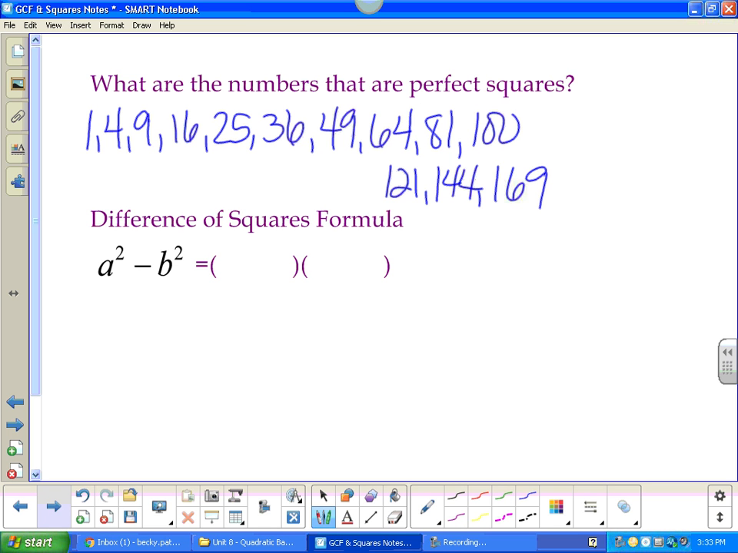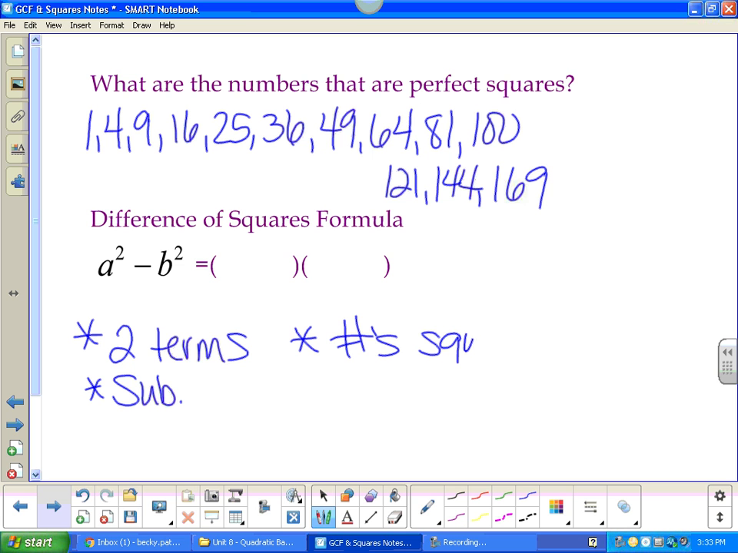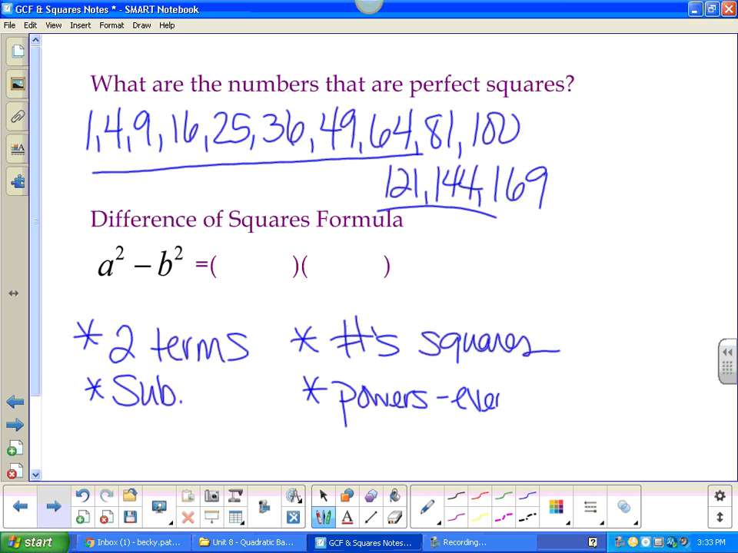So to do squares, you have to have 2 terms. Absolutely have to have 2 terms. It has to be subtraction in between the 2 terms. All of your numbers must be squares. That means they all must come from this list, every one of them. And then your powers have to be even. X squared, x to the 4th, x to the 6th. They just have to be even.